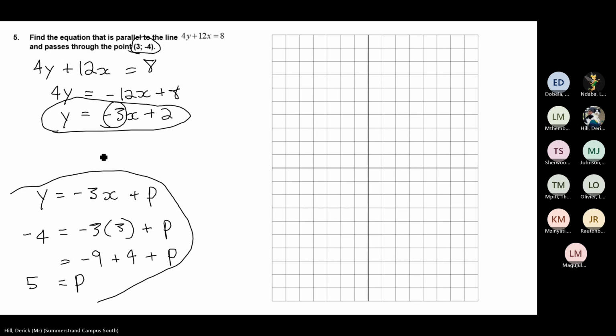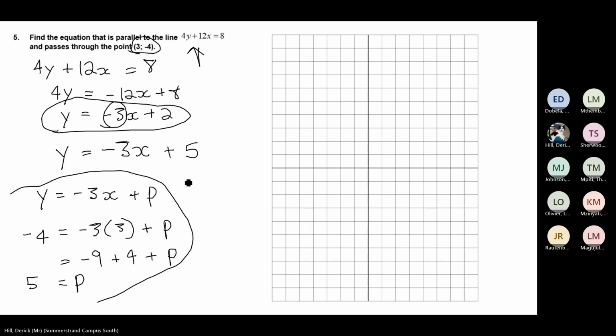Hence, I have both values that I need, and the line I want is y equals minus 3x. So we know the gradient is the same as the line that was given to us, since the lines are parallel, plus 5, which we know must be the y-intercept over there. All right, and that is the entire tutorial 1.